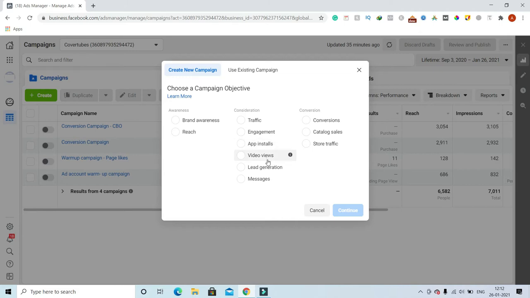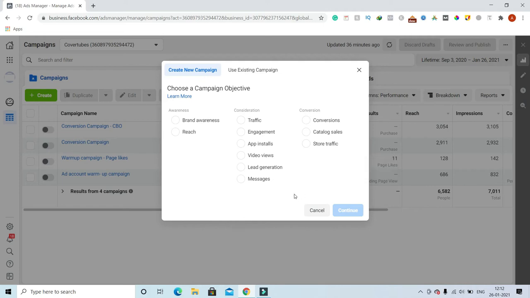Fourth is the video views. As its name suggests, you can show your videos to that particular person. Once they know about you, they are going to start interacting with your videos. Then comes lead generation, so you can give them anything for free and try to generate leads for your business. Then comes the messages, so maybe you can tell them to interact with you.